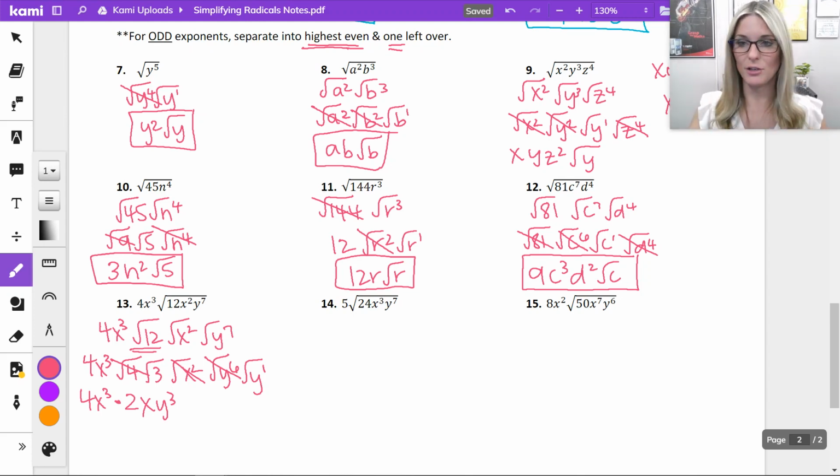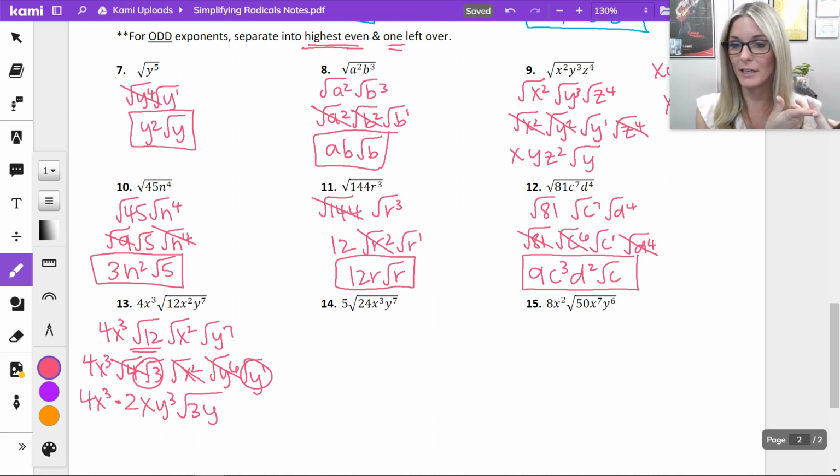And I really like using this notation on my work, scratching out who I've pulled out, being able to see who is literally still left in a radical. We had the 3 and the y. So I'm not going to forget anybody. All right, all that's left now is to clean up that front part.